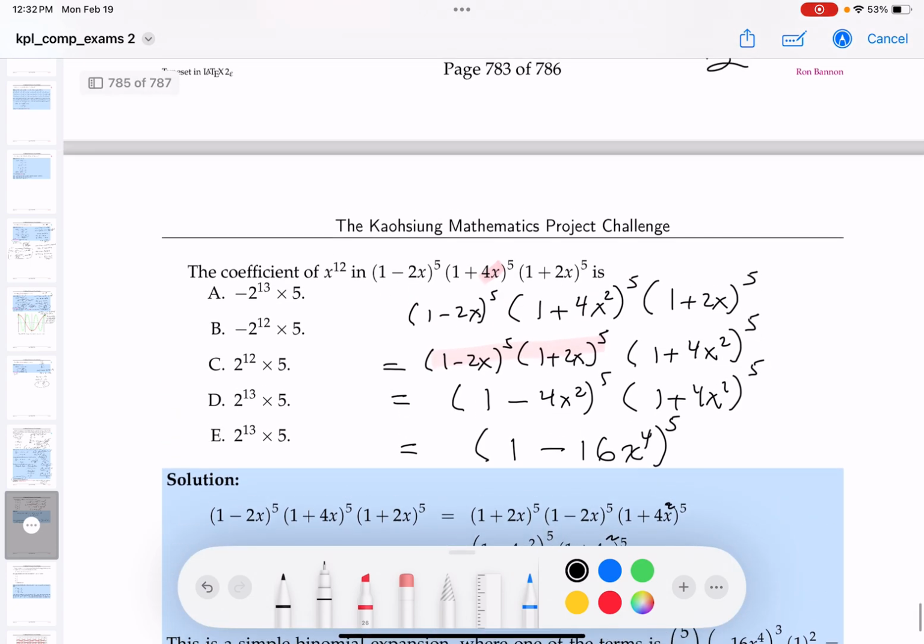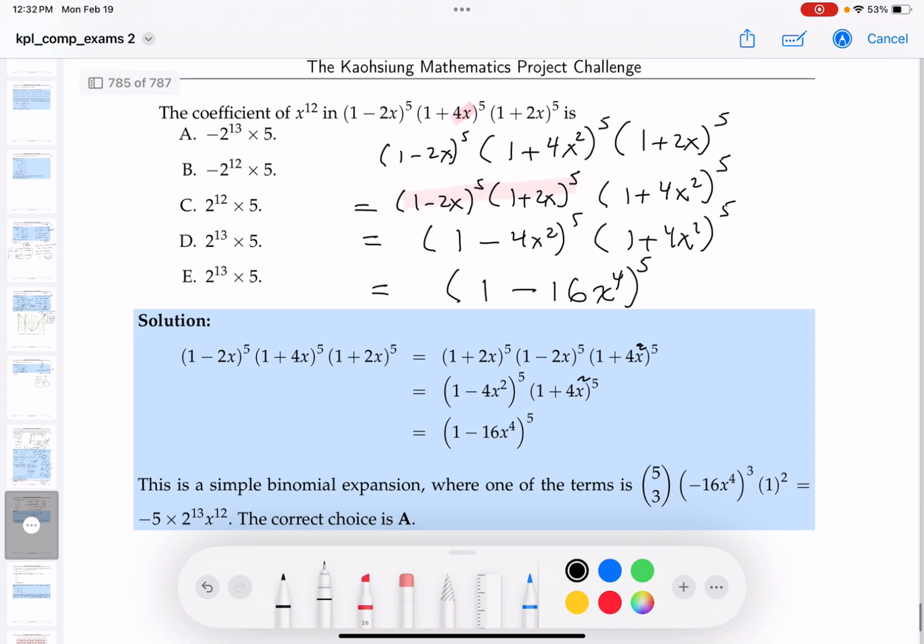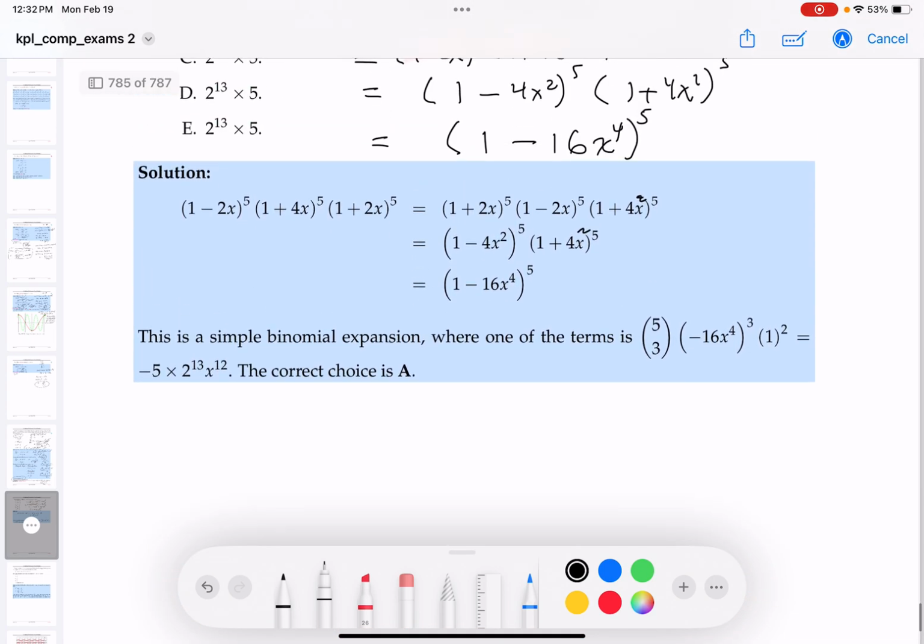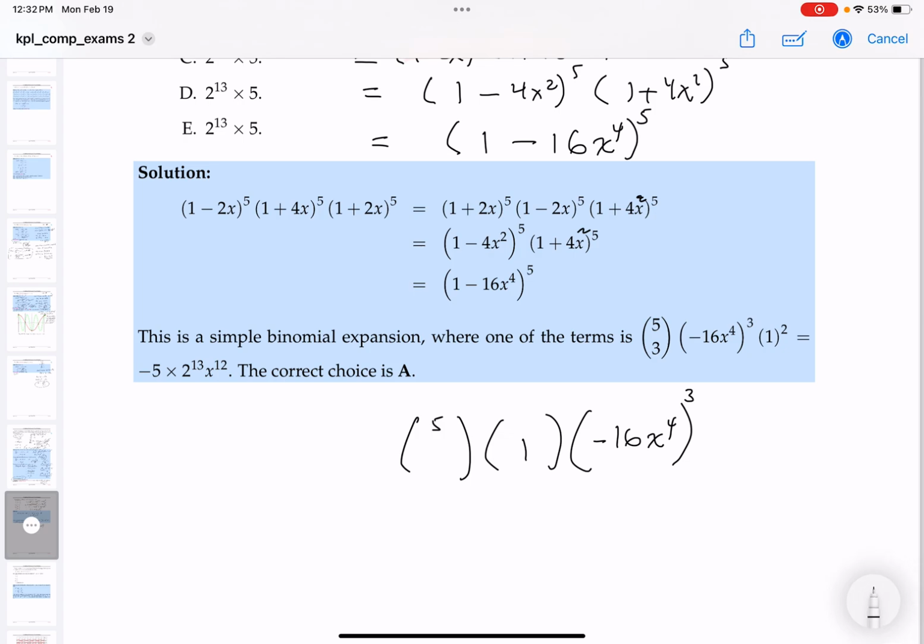So what do they want? They want the term, or the coefficient of the term with x to the 12 in it. So I'm going to say the terms are going to look like this. There's going to be a fifth, there's going to be a 1, and there's going to be a minus 16x to the 4 in it. But I want a 12, so this would have to be a 3.